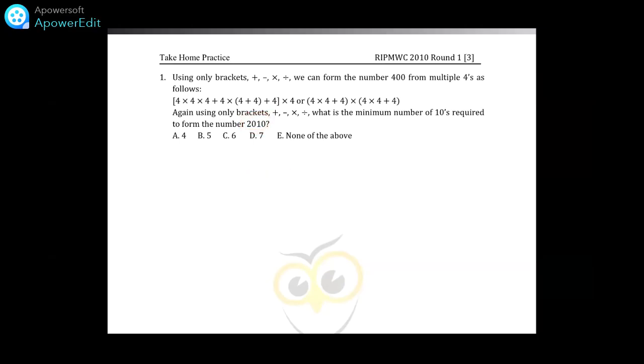Now, there's also a way to make 2000. We can do 20 times 10 times 10. So 20 will just be 10 plus 10. So we get 10 plus 10, which is 20, times 10 times 10. That gives us 2000. So plus 10 equals 2010. So the least number we are going to use is 5. The answer is B.